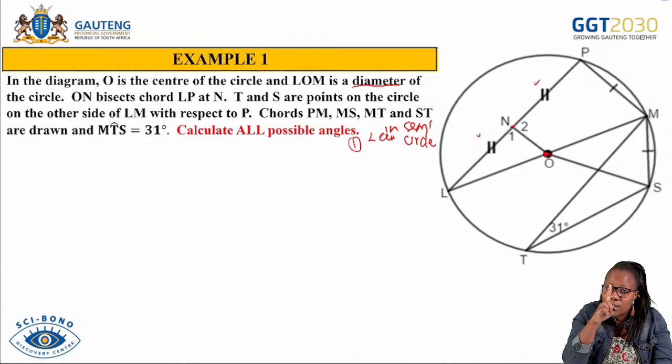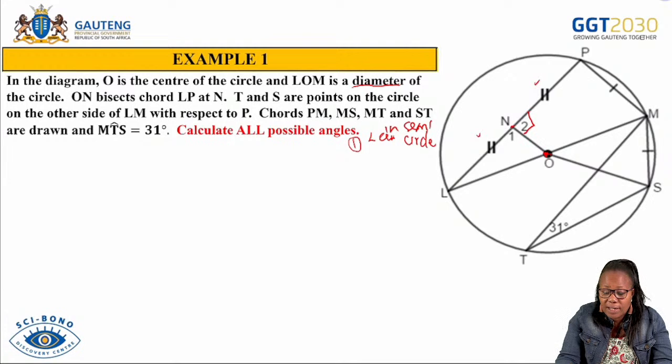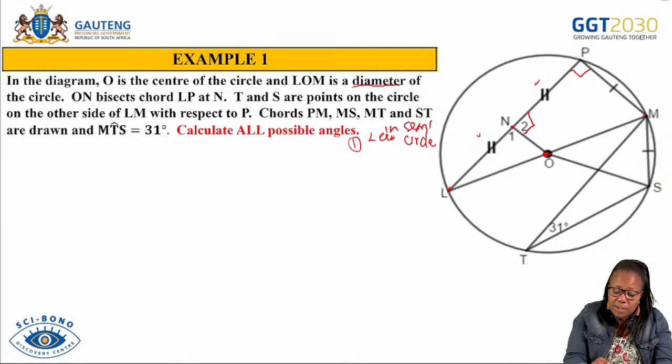This is now creating what? A 90 degrees here, grade 12. Can you see that? You have another 90 degrees. Diameter LM has created a 90 degrees on P because it is subtending angle P. I am reading the statement, putting the information on the diagram. That means now I'm having the second theorem here, which is line from center bisecting the chord.